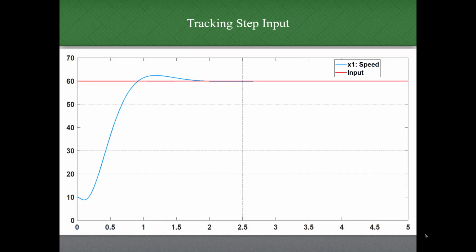Using this, you can see that our input will be tracked by our output. Here, for example, we entered 60 volts input to the motor, and we got 60 RPM in our speed as our output, and it just takes 2 seconds to settle down.